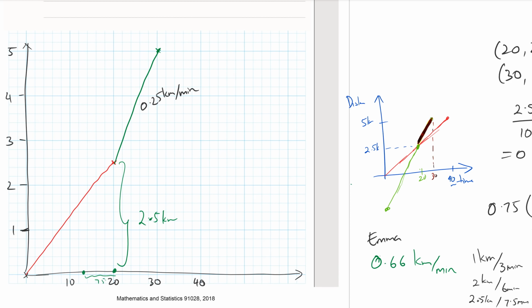So when I think about drawing this as a line, it's going to go through that point there. And that's really important that you actually get through that.